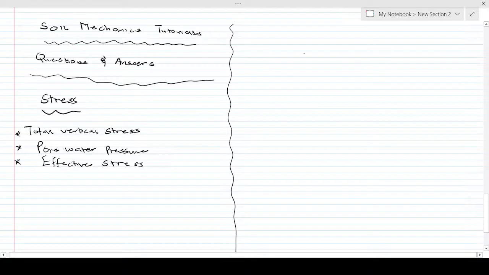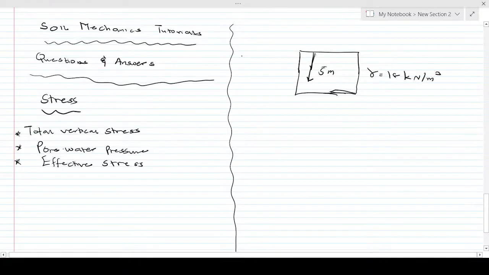So for the first question, we have a simple basic diagram. Let's assume this is a soil sample. From here we have 5 meters, and we have the unit weight of this soil to be 18 kilonewton per meter cube. We are being asked to find the total stress. In this one, we are just asked to find the total vertical stress of the soil.